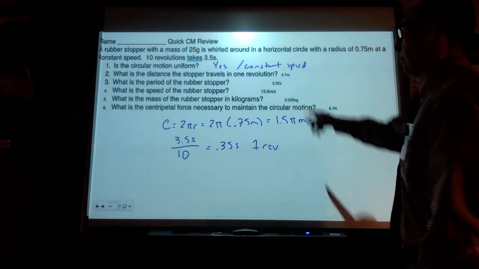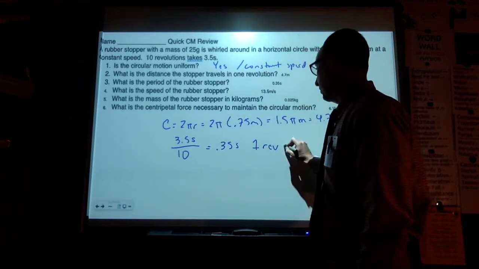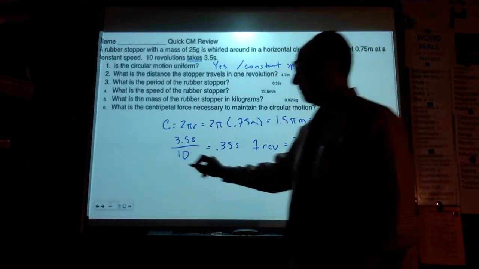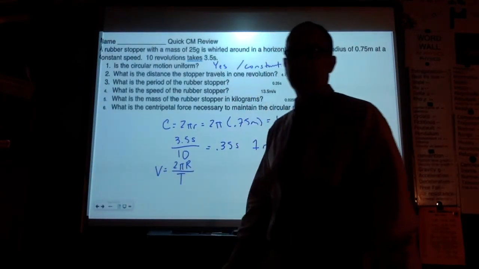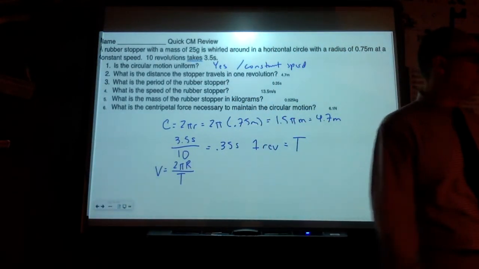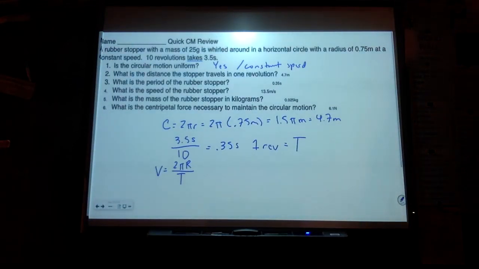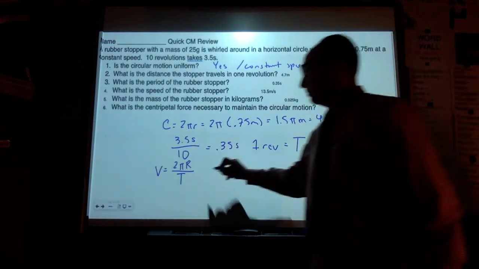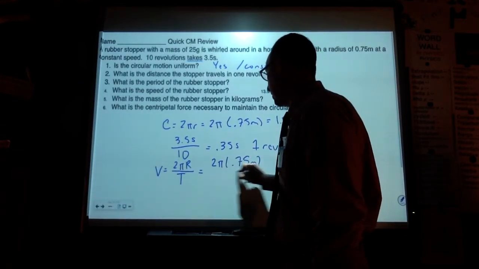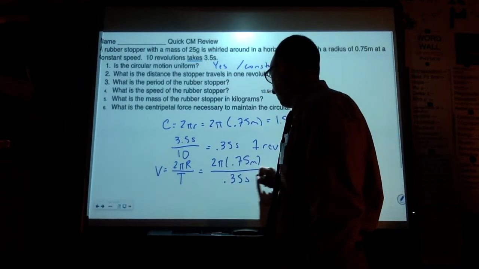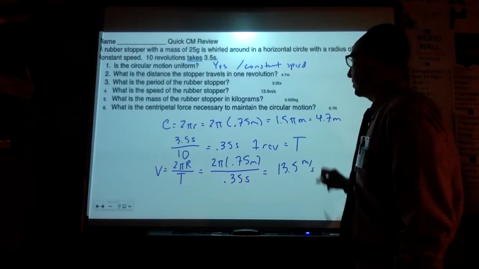All right, so the speed of the rubber stopper. If we're in uniform circular motion, we have a special formula for this speed. And this is our special distance over our special time. And our special time is the period, and we designate that as a capital T. So capital T is our special period. So this is going to be our 2 pi times 0.75 meters divided by 0.35 seconds. And this should be 13.5 meters per second.